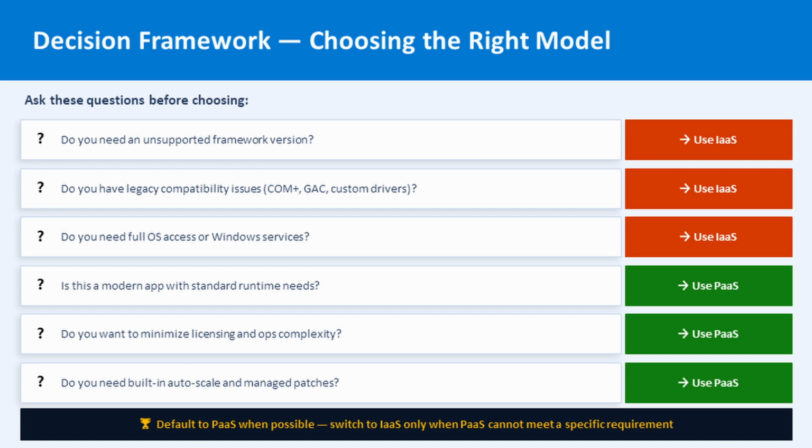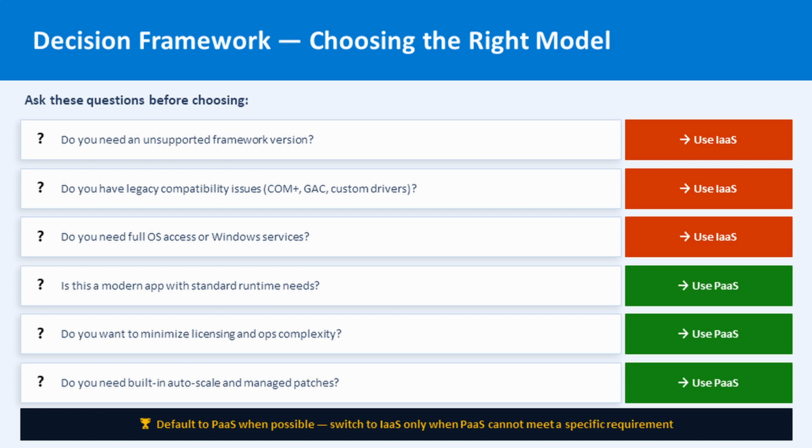Question 1. Do you need a framework version that PaaS doesn't support? For example, if your application was built on .NET Framework 2.0 or an old version of Java that Azure App Service no longer offers, you have no choice. IaaS it is. Question 2. Do you have legacy compatibility requirements? COM+ components, global assembly cache dependencies, custom Windows services, or special hardware drivers that need OS-level access. These push you to IaaS. Question 3. Does your application require full OS access or the ability to run background Windows services? IaaS. If none of those apply, let's look at the PaaS signals.